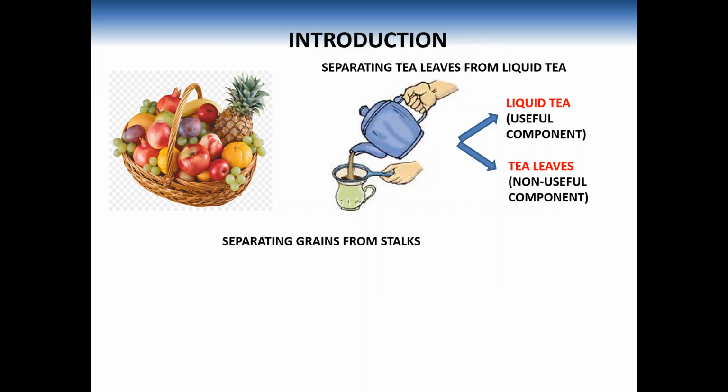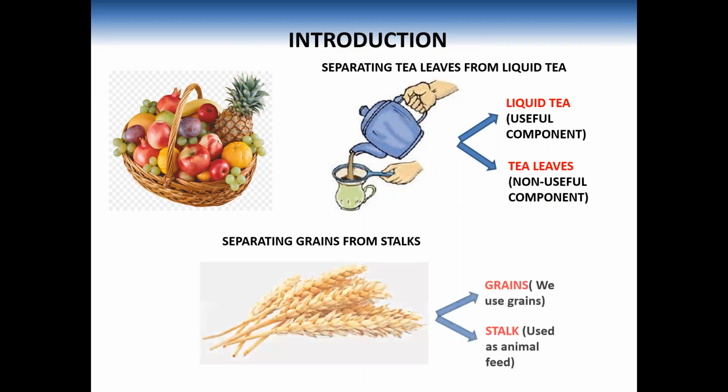Separating grains from stalks. We can easily separate grains from stalks because these grains are useful for us, and stalk is a non-useful component for us, but we can provide it as food to animals.